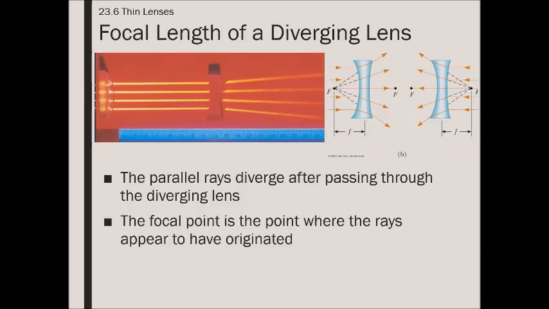So a diverging lens is a little bit more challenging because we can't actually see the focal point. What we're going to do is trace these rays backwards, and where they would have converged is what we're going to call the focal point. So these are imaginary lines, basically, because it creates a virtual image on the other side of the lens.